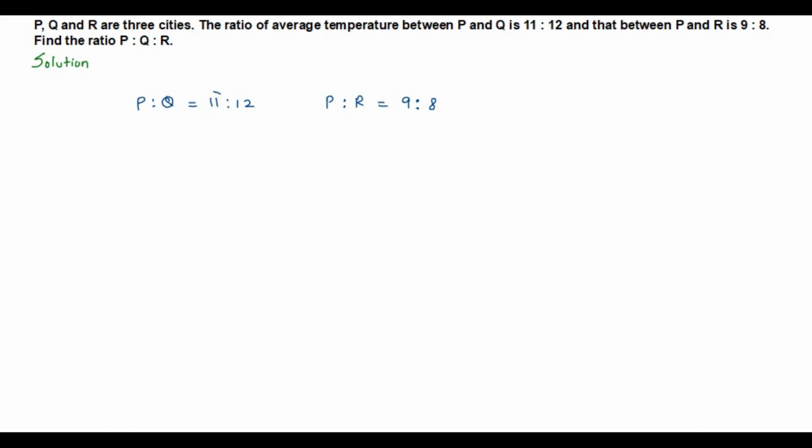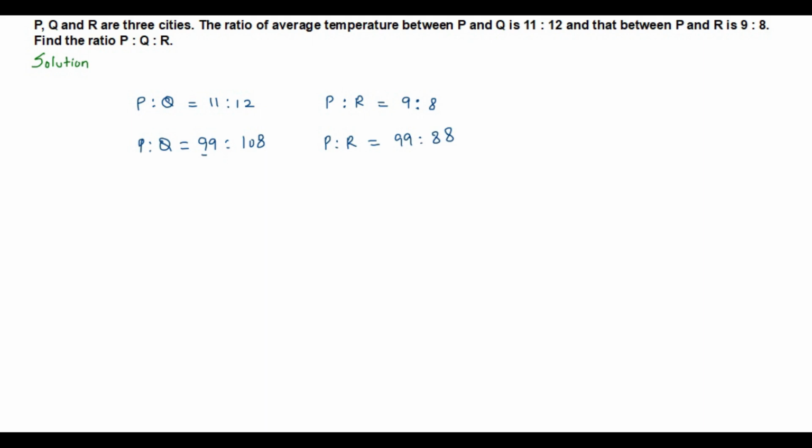So we have to make the corresponding value of P in the first ratio as 99 and the value corresponding to P in the second ratio also as 99. So to make this 11 as 99, I have to multiply both the terms of the first ratio by 9. So P is to Q is equal to 99 is to 108. Let's come to the second ratio. Now I have to make the value corresponding to P as 99. So I have to multiply both the terms of this ratio by 11. Then P is to R is equal to 99 is to 88.